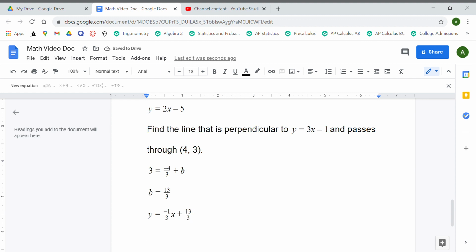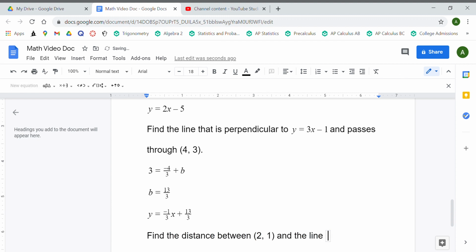For those who stuck around, my geometry students, we're going to be talking about one more concept. Let's try figuring this one out. Find the distance between (2, 1) and the line y equals 3x minus 4.